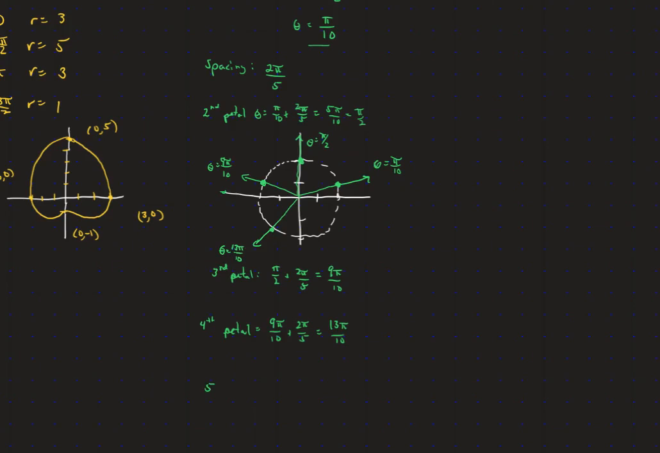And our fifth and final petal is going to be that 13 pi over 10 plus another 2 pi over 5, which is 4/10. That's going to be 17 pi over 10. So that's going to be right down over here. It's going to kind of look like a star there. That's going to be our theta equals 17 pi over 10.